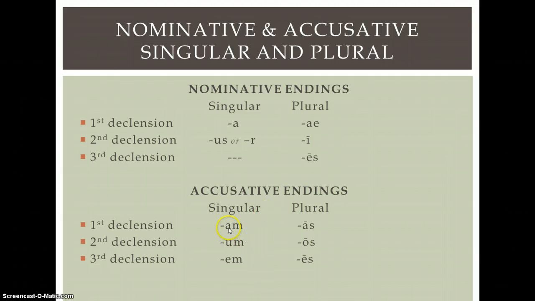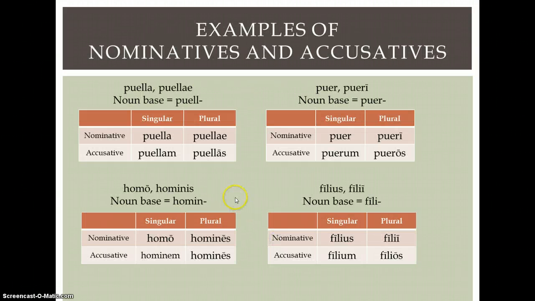Accusative endings. First declension, AM in the singular, AS in the plural. Second declension, UM in the singular, OS in the plural. And third declension, EM in the singular and ES in the plural. So on this slide, I just gave you some examples. I give you all the information you would need in order to form these nouns.